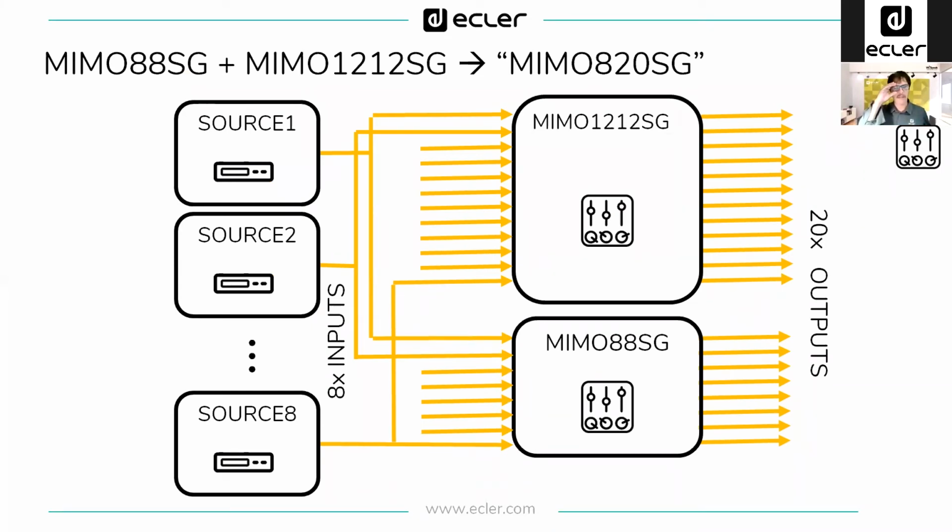Can we link MIMOs SG? SG stands for single, which means 1. Okay, so in fact they cannot be linked, but you can always just split the sources, and connect one source onto both MIMOs, for example here MIMO 1212 SG and 88 SG, and you can connect them to both matrices, and source 2 as well, and source 3 and source 4 up to 8. Okay, and you would have a kind of MIMO 820. So this is 8 inputs, okay, and 20 outputs. It will be like an asymmetric matrix, and for the user it will work the same way.